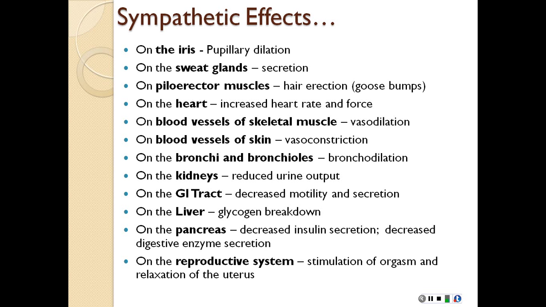Bronchi and bronchioles, you just told me bronchodilation for more airflow. Now, these two have to do with parasympathetic. So again, remember, when we increase activity of sympathetic, that decreases anything to do with digestion and urinary removal. Okay, on the kidneys, the sympathetic division reduces urine output and decreases motility and secretion of the GI tract.